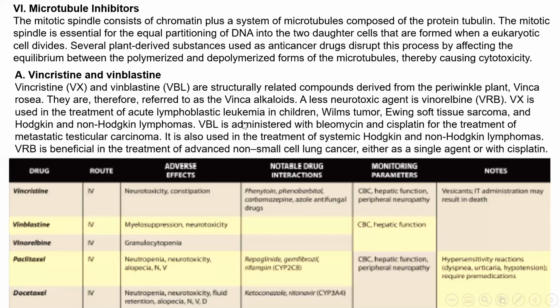Vincristine now is used to treat lymphoblastic leukemias, different kinds of tumors in addition to Hodgkin and non-Hodgkin lymphomas. While vinblastine now is used in combination with bleomycin and cisplatin to treat metastatic testicular carcinoma, and can also be used to treat other kinds of tumors such as Hodgkin and non-Hodgkin's lymphoma. While vinorelbine now is used to treat advanced non-small cell lung cancer, either alone or in combination with other chemotherapies.